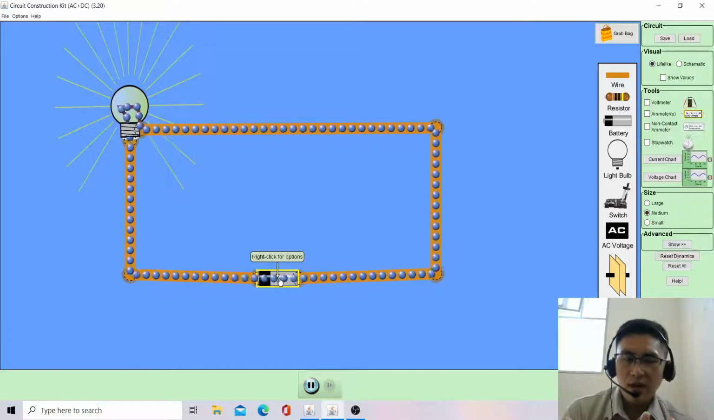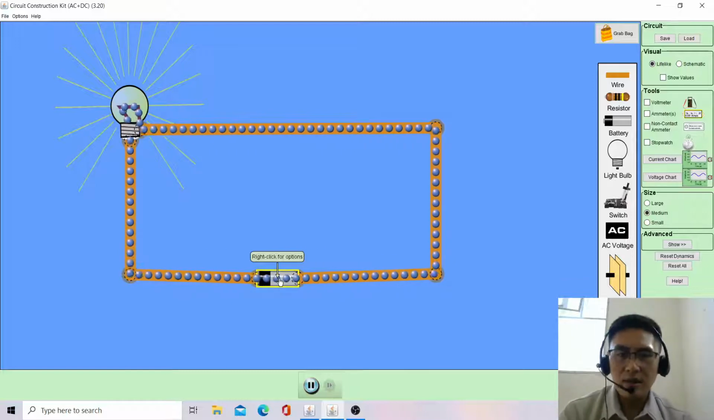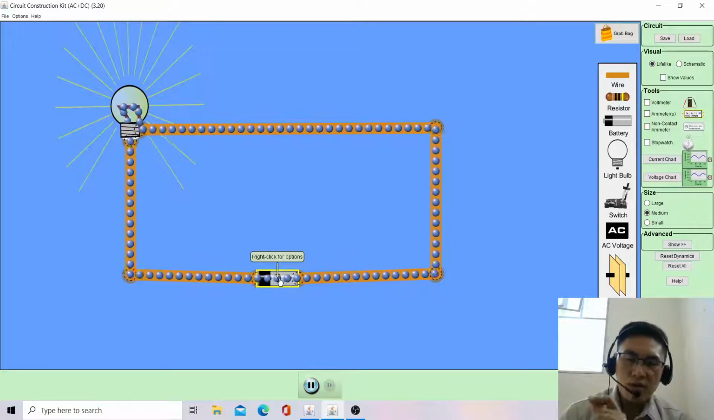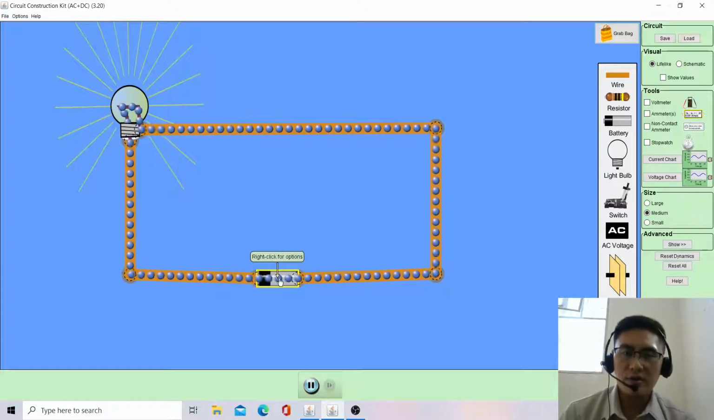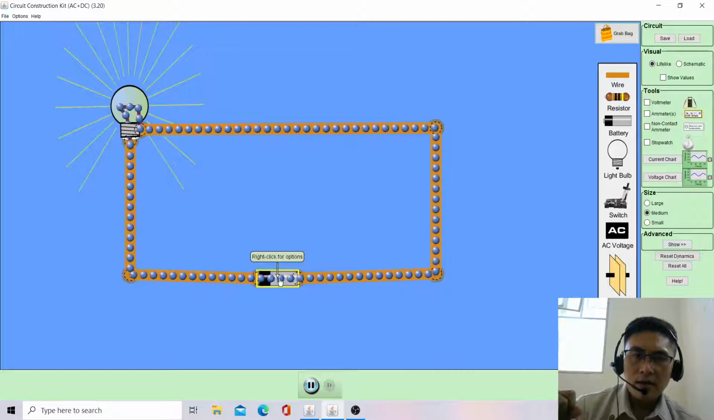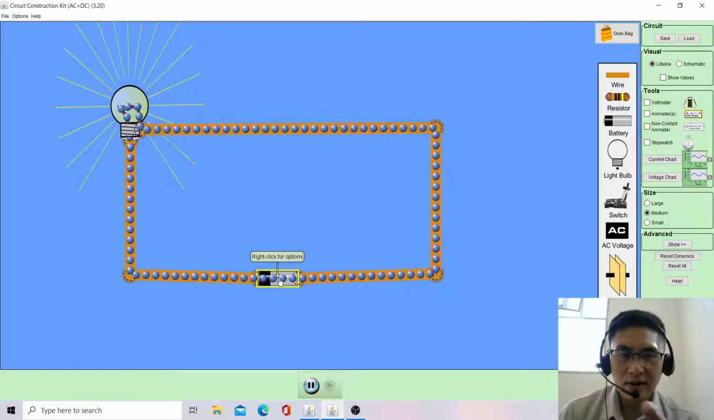So it depends on how you orient the battery, because if the battery is switched, then the direction is also switched. But make no mistake, in one setup, there's only one direction of flow of electrons. That's why it's called direct current. The electrons flow in one direct route or one direct direction.